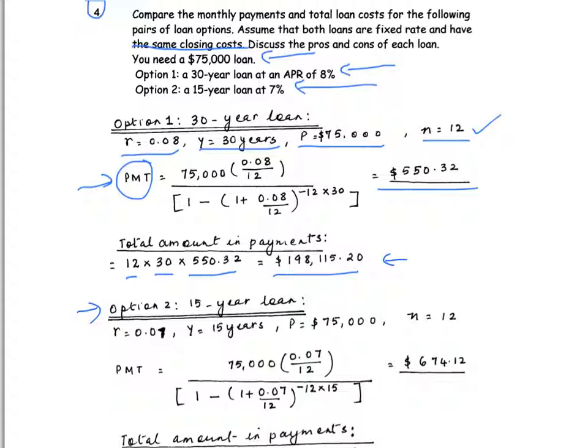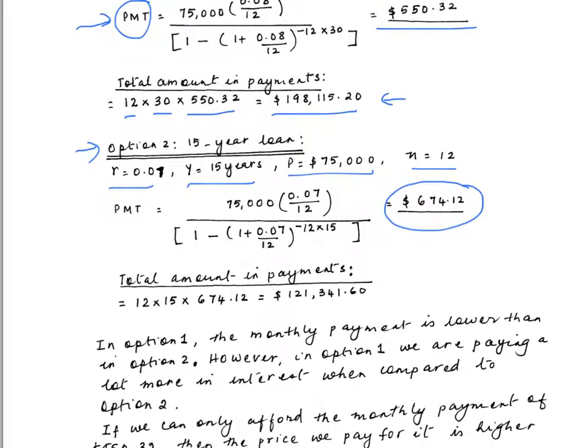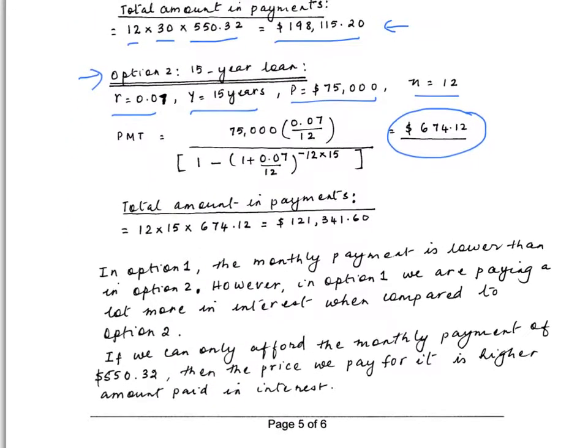Now, our second option, so we're looking at the second option now. It's a 15-year loan, annual percentage rate of 7%, which is 0.07. The loan term is 15 years. The amount that we borrow, 75,000, number of payments, 12. So we do the calculations, and what we get is a monthly payment of $674.12.